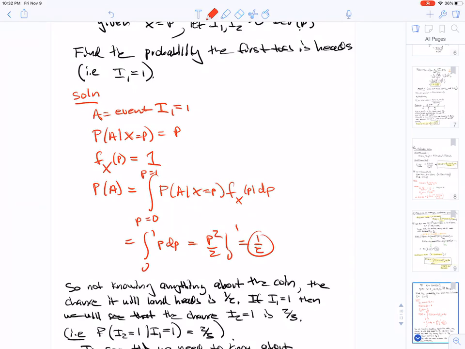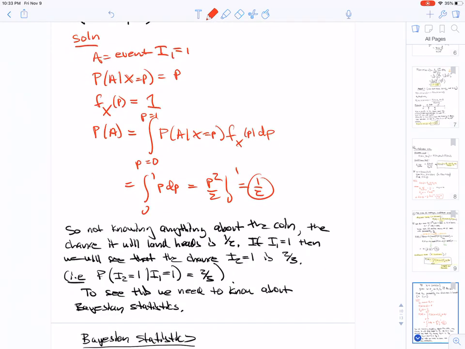Now, if I know that the first coin lands heads, then that's going to change what I know about the coin, and we'll see that given that I1 is 1, the chance that I2 is 1 is actually going to be 2/3. In other words, the probability that I2 is 1, given that I1 is 1, is 2/3. It is not 1/2. So I2 and I1 are not independent, and we'll see why that's the case later.